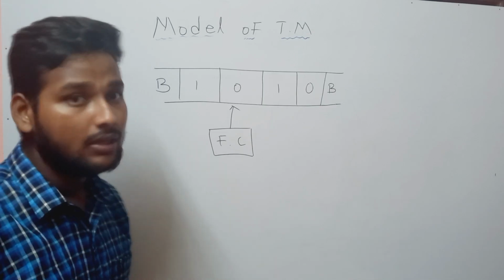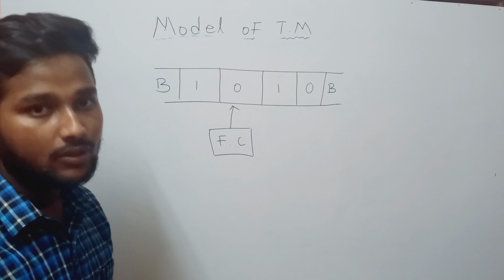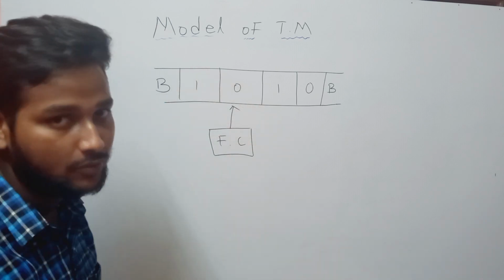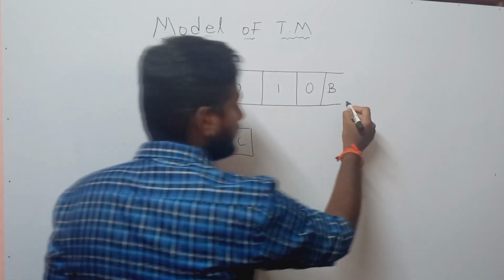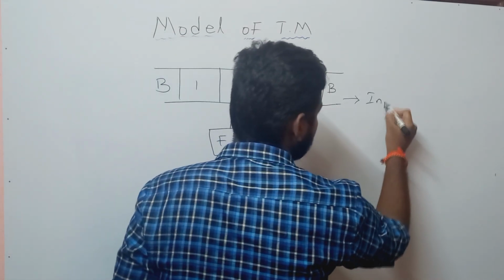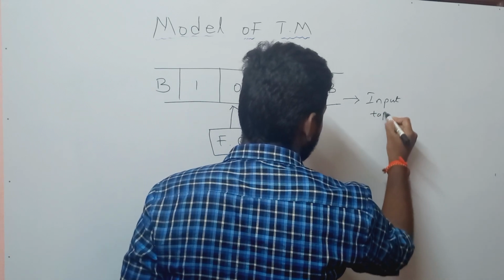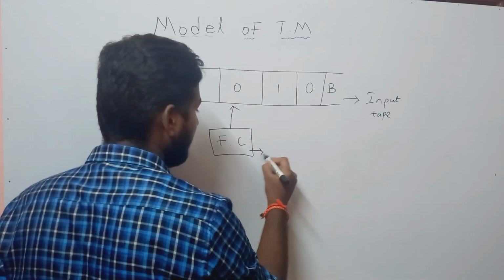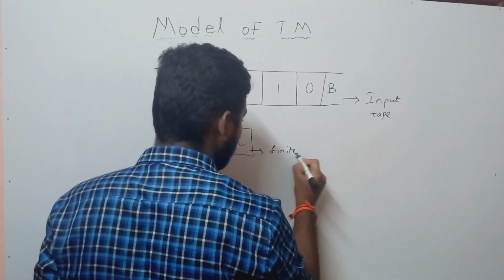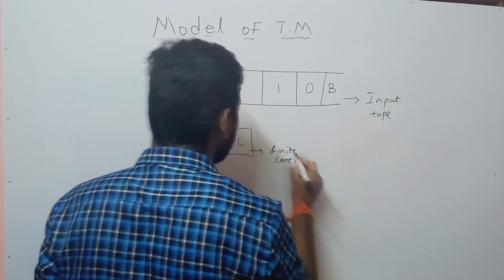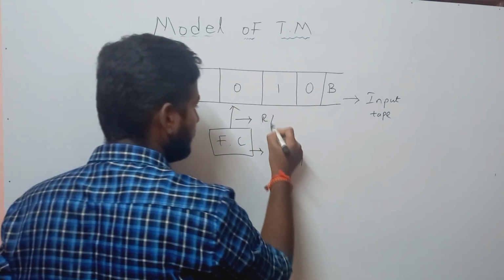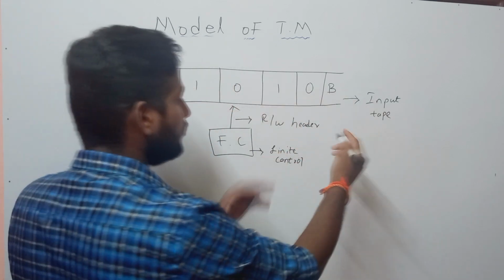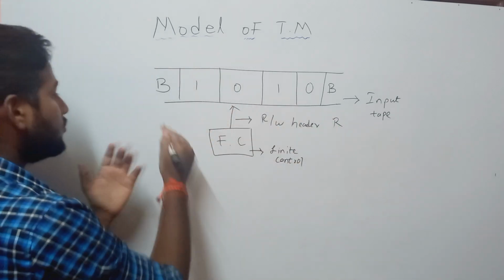Model of the Turing machine. The model describes the functionality, how the Turing machine works. In the model of the Turing machine, this is the input tape, and this is the finite control. This is the read write head. This read write head can move to the right or it can move to the left.